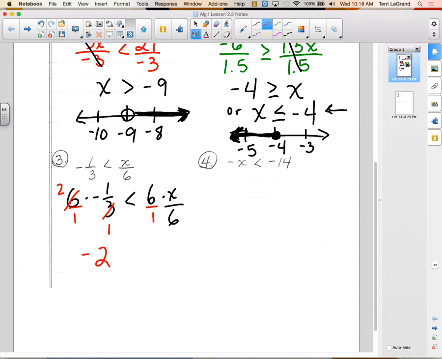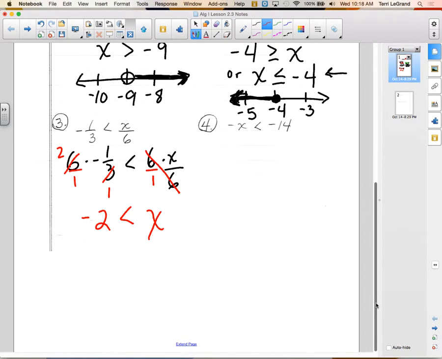Did we multiply by a negative number? No. The number we took the 6 times was negative, but the 6 itself is not negative, so we did not multiply by a negative, so the sign stays the direction it was. And here these 6's cancel, and we have x. Also known as x is greater than negative 2. Okay?